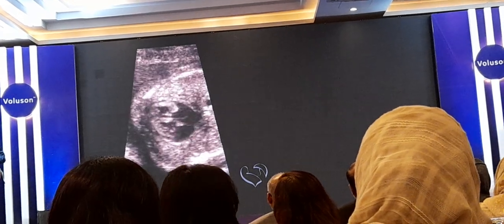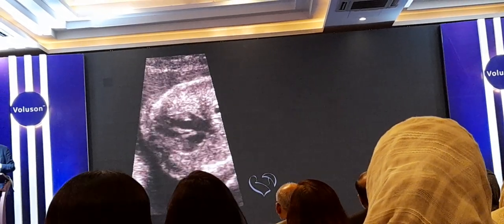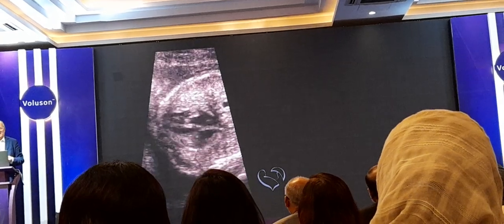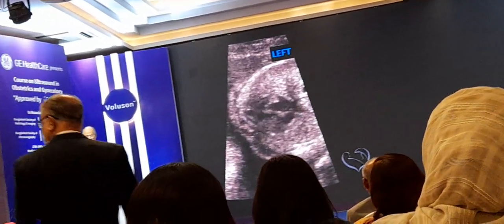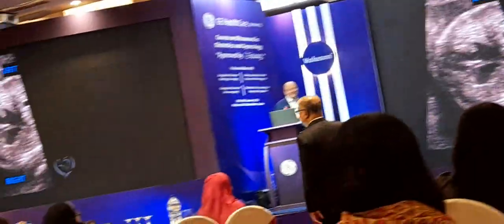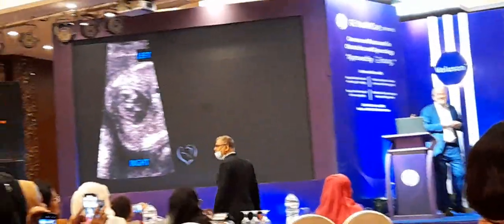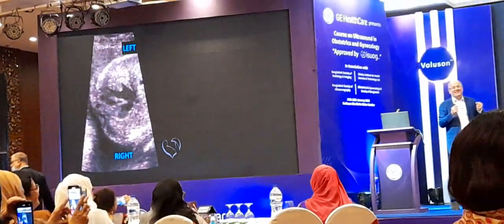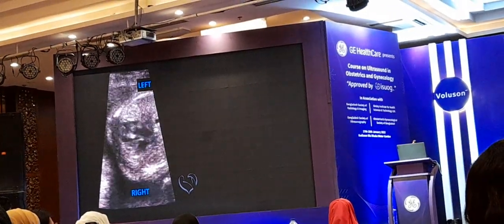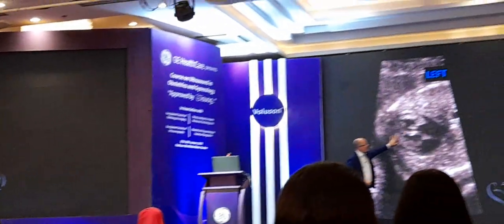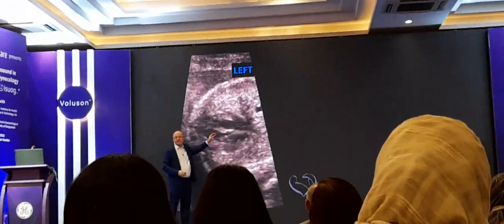Normal, abnormal, or more information? More information is always useful. Okay, I'll give you more information. Okay, spine is at the back. Right ventricle, that looks okay. Tricuspid valve is on the right.